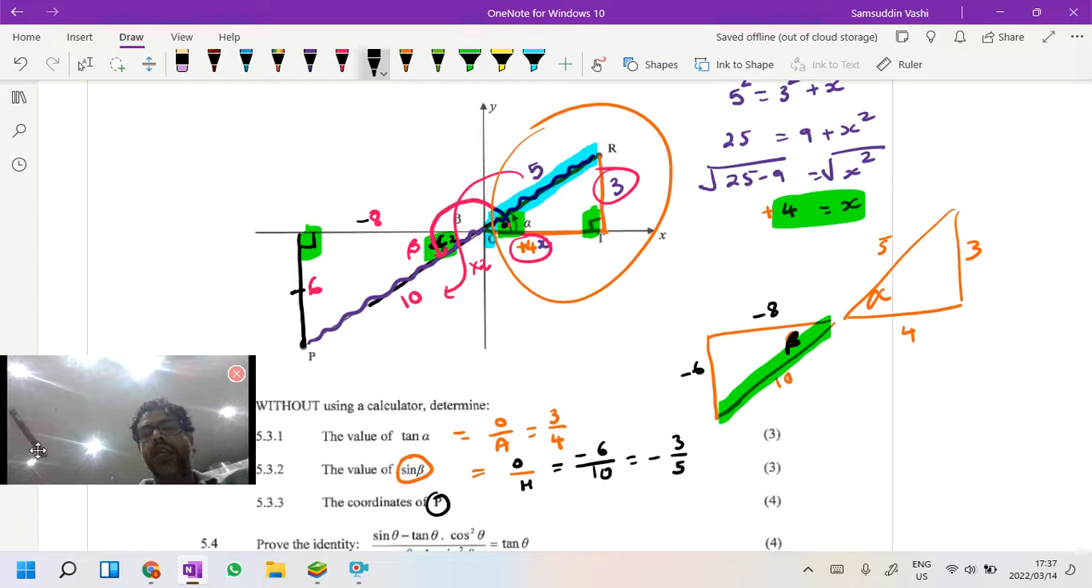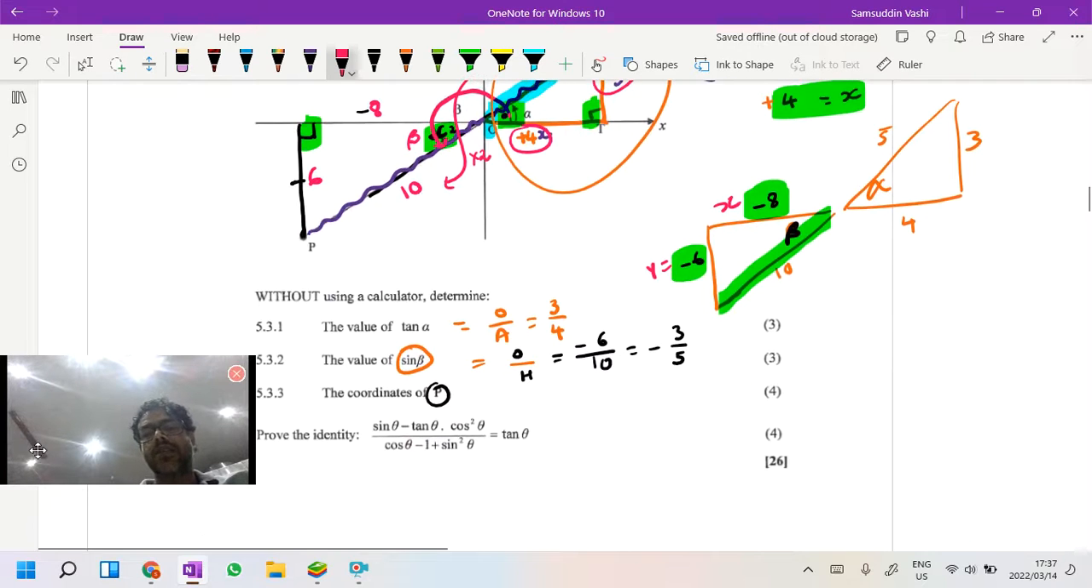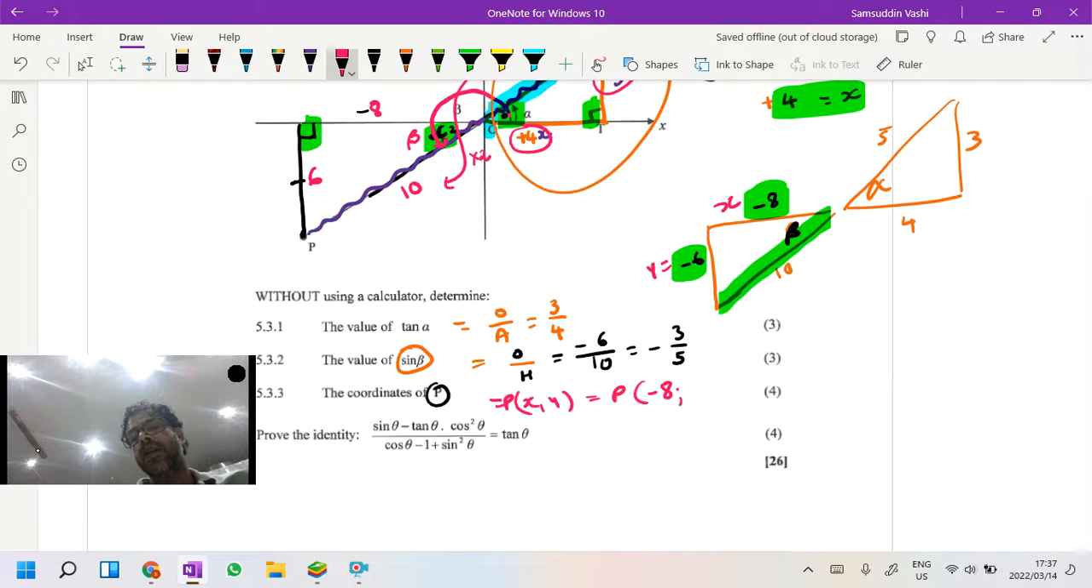Then the coordinates of P. Now, as we have the x value, x value is -8 and the y value is -6. That x value and y value together will become point P (x, y), which is in the third quarter. I should have x value negative and y value also negative, which I have. So the ratio questions, similar triangle questions, will be there in your trigonometry. Those are 3 examples which I did now.